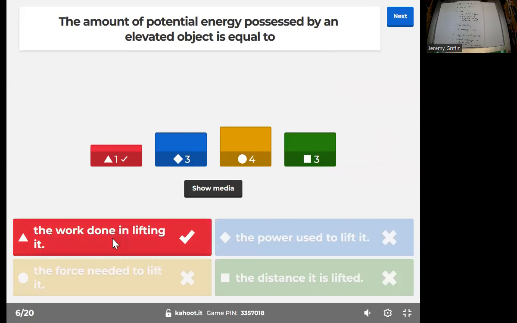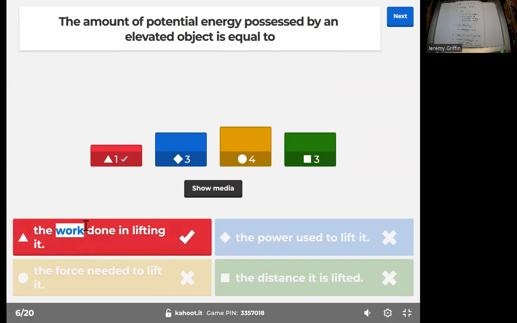Yeah, the work done lifting it. Oh, one winner again. All right, so guys, a couple of perspectives on this. The work you do lifting something, couldn't that be force times distance, like force times height, which is also mgh, and mgh is also potential energy. Another perspective is that this is the only one where the units even work out.